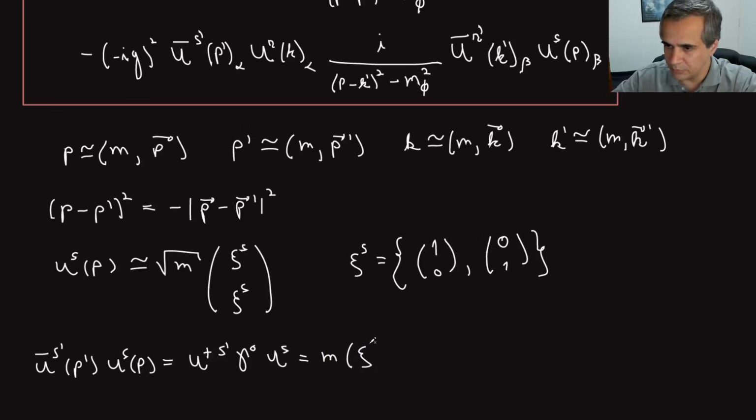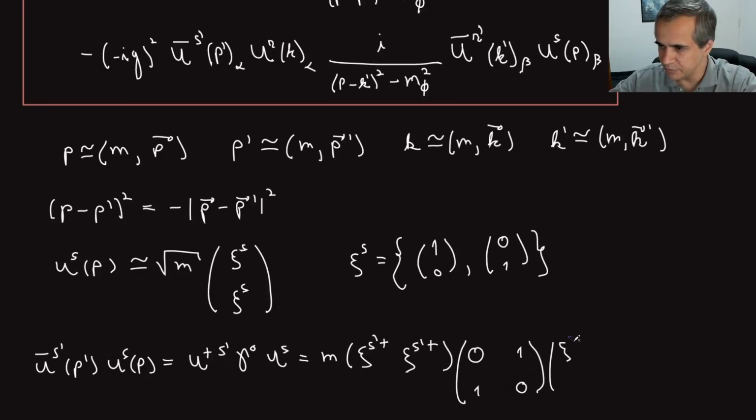ψ(s′)†, times the gamma 0 matrix, which in our convention is (0, 1; 1, 0). And here I have this ψ(s). Right? This is easy enough to multiply, and I get 2m, and I'm calling m now the mass of the fermion, the lightest fermion. I won't need the mass of the heavier one, right?